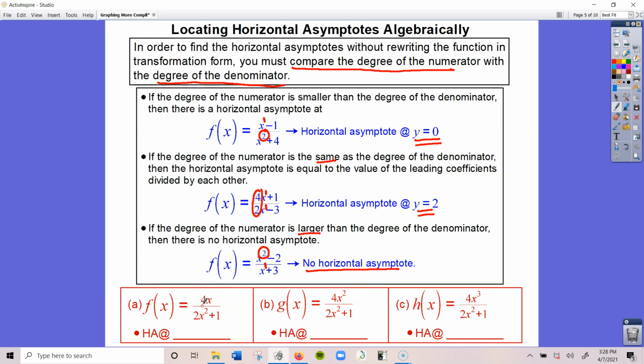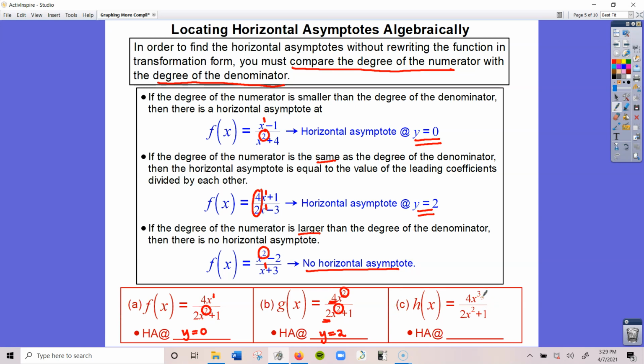In the numerator, the highest exponent of x is 1, and in the denominator, it's 2. 1 is less than 2, so that means that we have a horizontal asymptote at y is equal to 0. For b, the degree of the numerator is 2, which is the same as the degree of the denominator. So what we do is divide the coefficients that are attached. 4 divided by 2 is 2. So we have a horizontal asymptote at y is equal to 2.